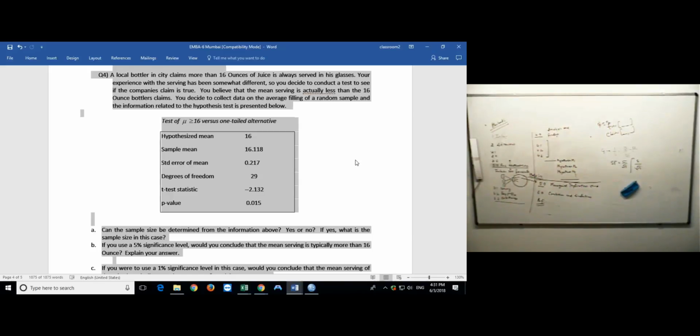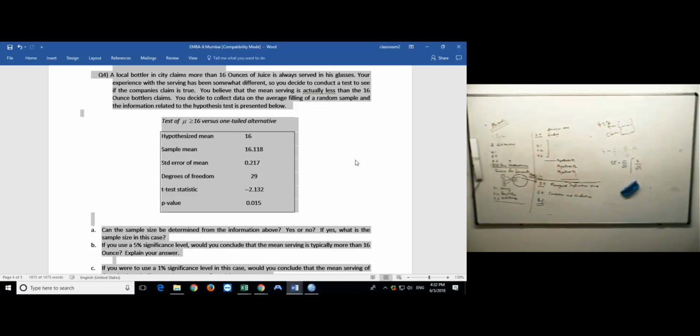Okay, the first one, Ms. Yashashvi, we take it forward with you only. Who's the researcher? A local bottler in a city claimed that more than 16 ounce of juice is always served in his glasses. Your experience with the serving has been somewhat different. So what is your opinion? It is less than 16. You are a researcher, you know alternative hypothesis. Null hypothesis will become mu greater than or equal to 16. Alternative is less than 16. So the first point, we know null and alternative. Navigate to the second point.